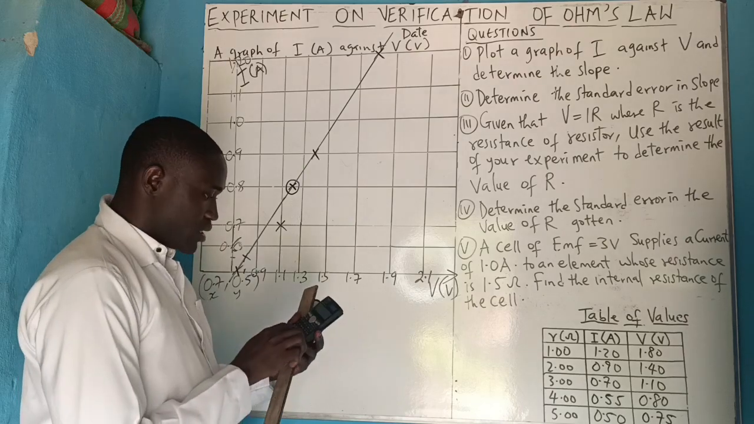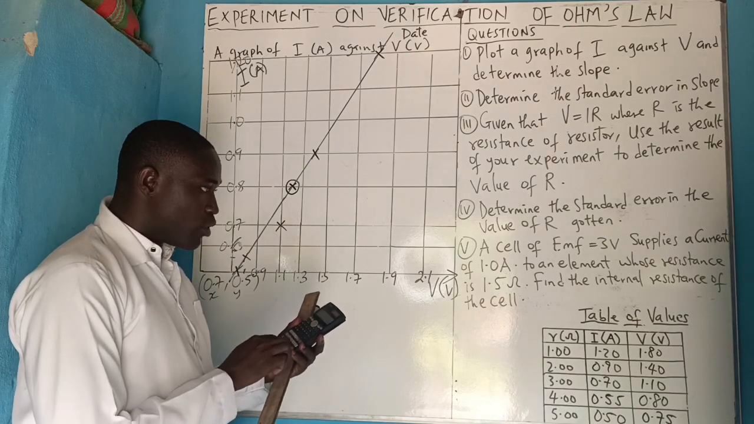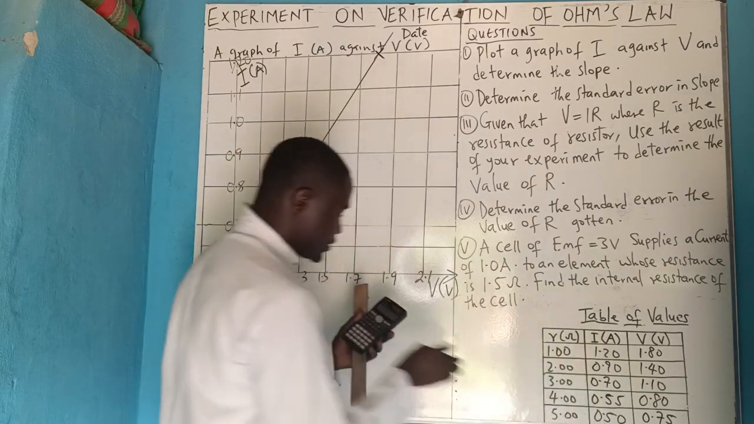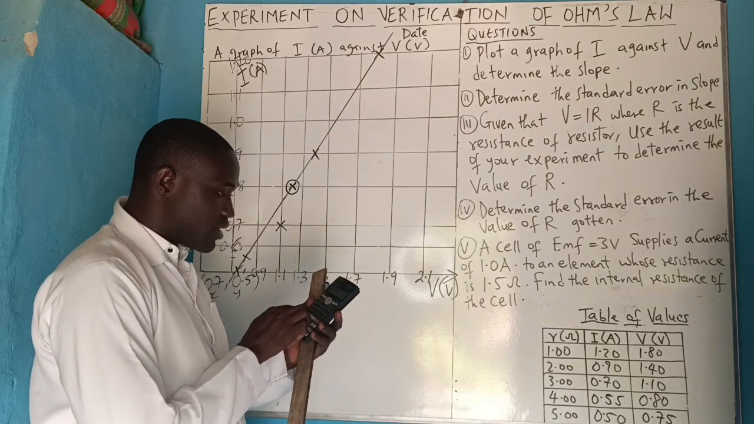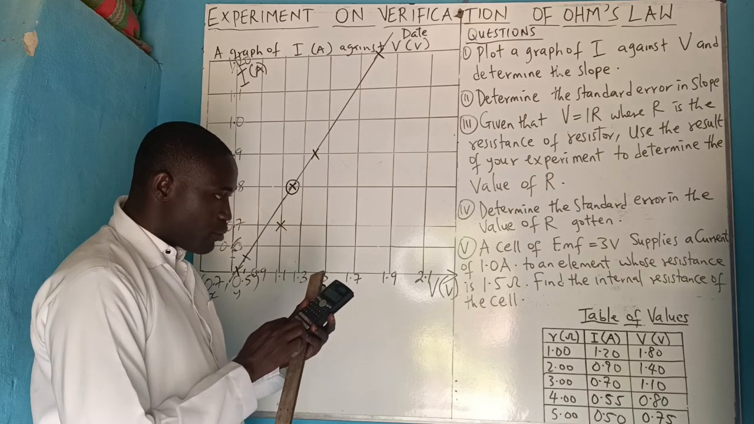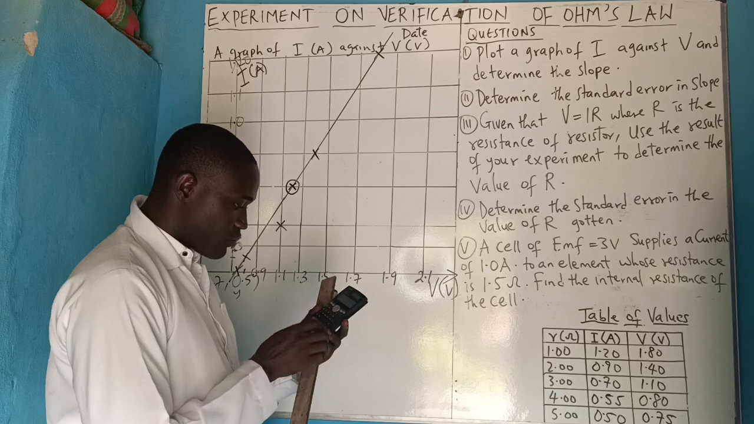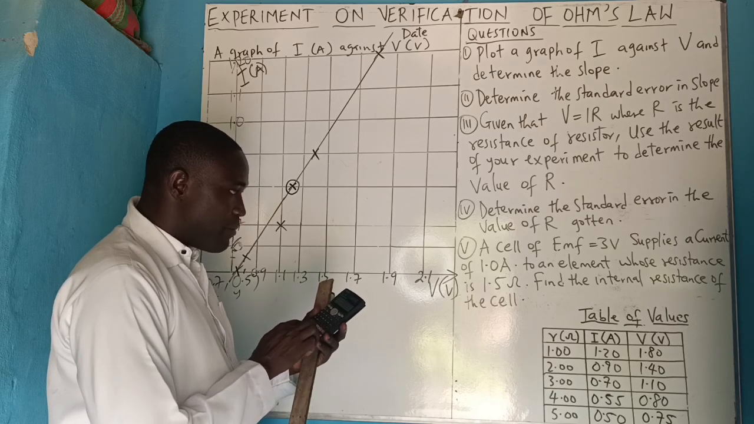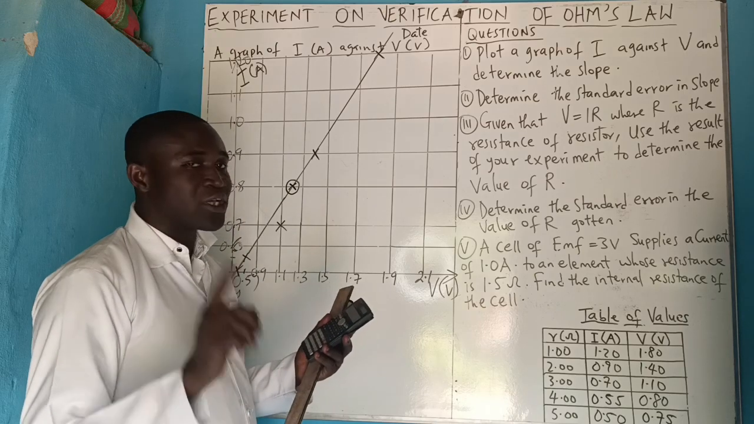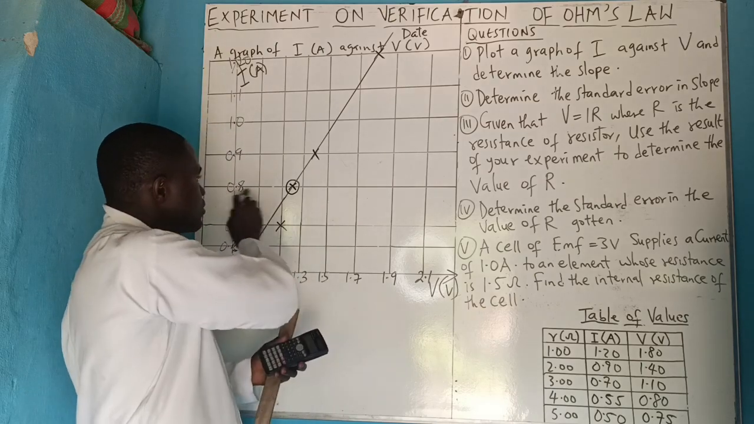Are you getting it? For current, I say 1.2 plus 0.9 plus 0.7 plus 0.55 plus 0.5, divided by how many are there? 5 readings, divided by 5 to give you 0.8 approximately.